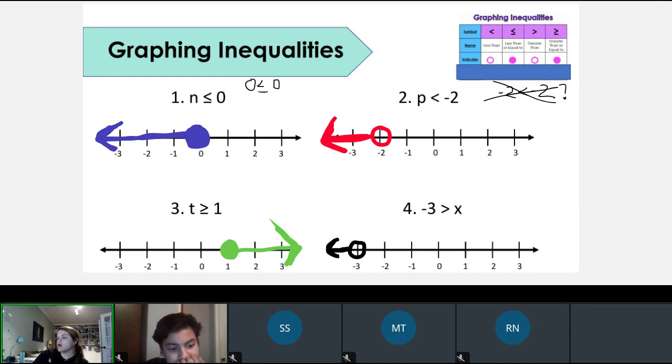Okay, so if you are working on your homework in 1.07 or your Unit 1 writing assignment and it tells you to graph your solution, this is what you are going to do. You are going to graph your solution for your inequality on a number line.